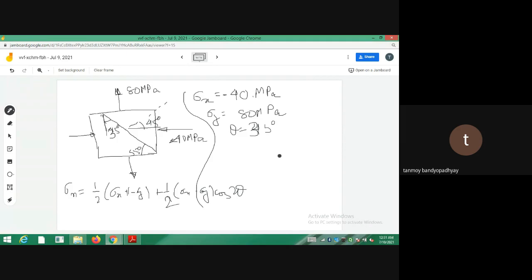So you put everything here, you'll be getting some value of sigma n in megapascal. Similarly, tau n, you calculate everything, you will be getting some value in megapascal. So this is the basic analytical method that you are doing. Analytical method you have to do, then you have to draw the Mohr circle.